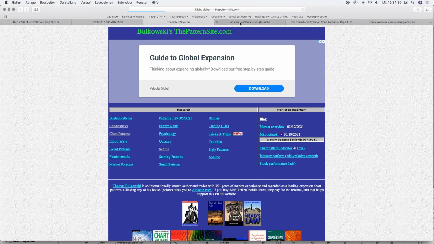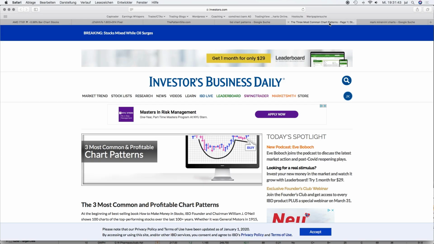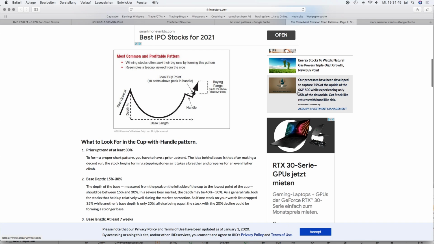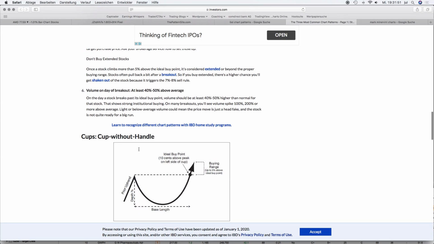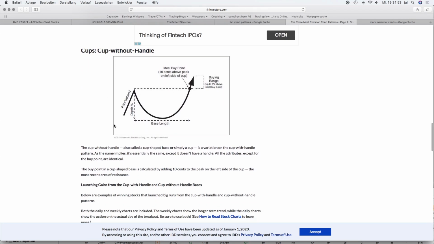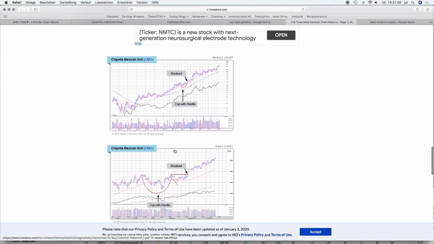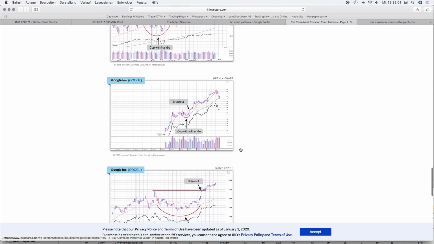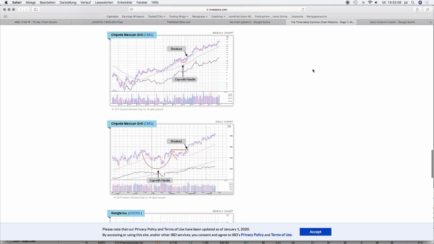So the patternsite.com. Another thing is, for example, when you just Google for it. So I typed in here IBD, so Investors Business Daily Chart Patterns, and then I get to the website from IBD here, and you can see the famous cup and handle pattern or other patterns which are favorites from William O'Neil. So cup and handle pattern, and also with examples, and you can go through them and you can use them for your own research. So this is another way.